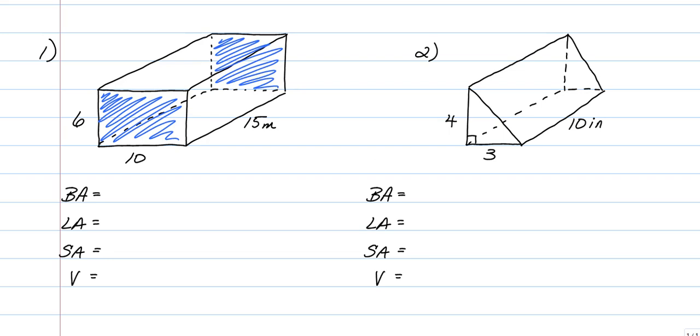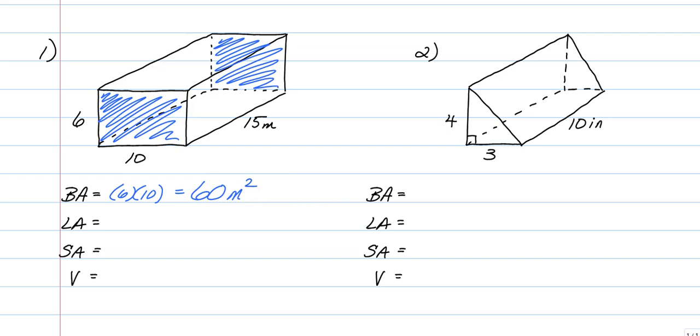I'm going to use the front and back. The formula for base area depends on the shape. This is a rectangle, and the area of a rectangle is base times height. So we're just going to say this is 6 times 10, and we have a base area of 60 meters squared.